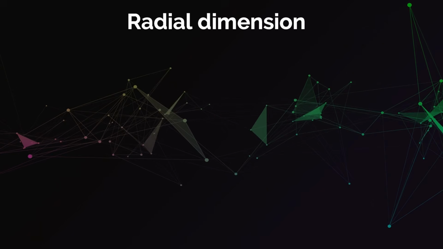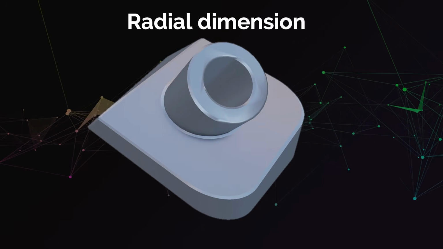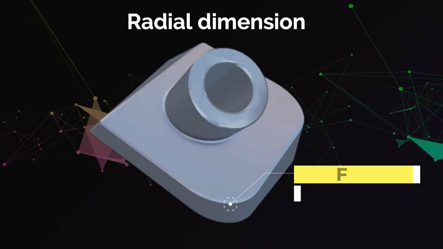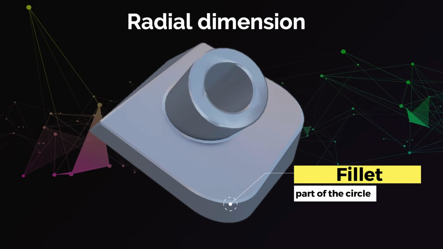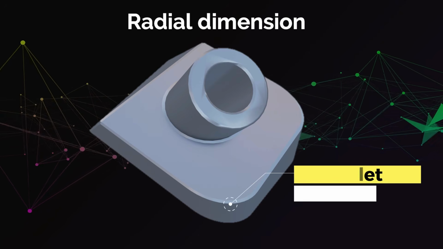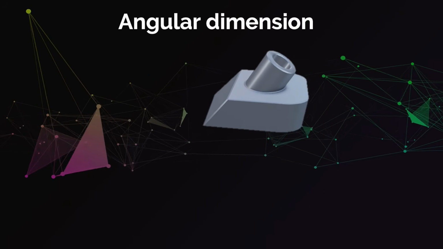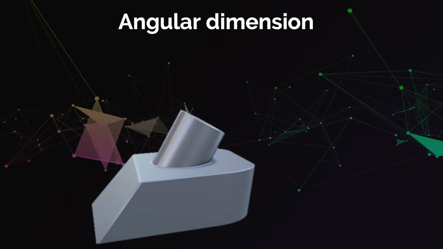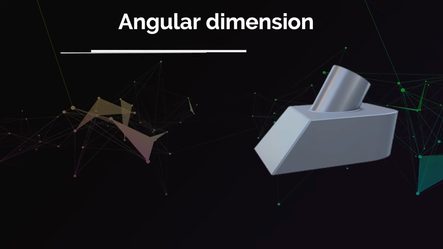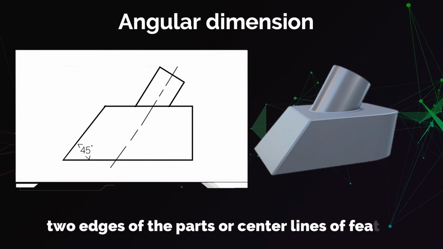This is more commonly used when the circular feature is not a complete circle. For example, you have a fillet on the edges of the part. In that case, you only have part of the circle and not the complete circle. One other type of dimension is the angular dimension. This type of dimension is used to specify the angle between two lines on the part. Again, these two lines can be two edges of the part, or they can be center lines of features.